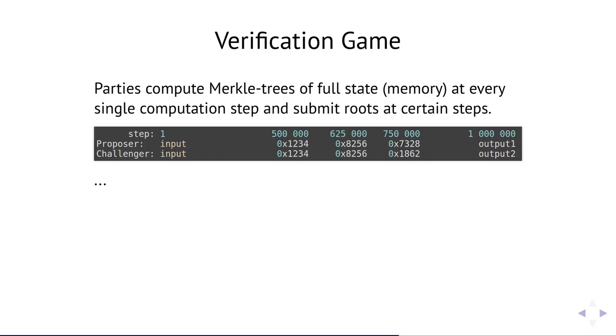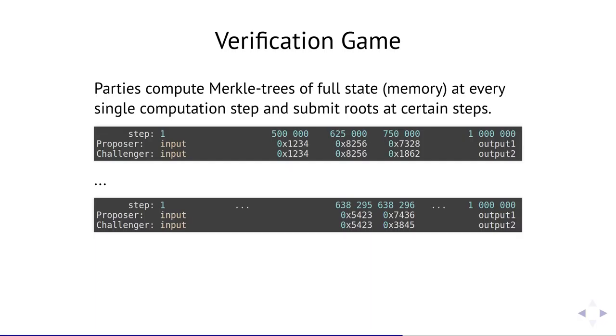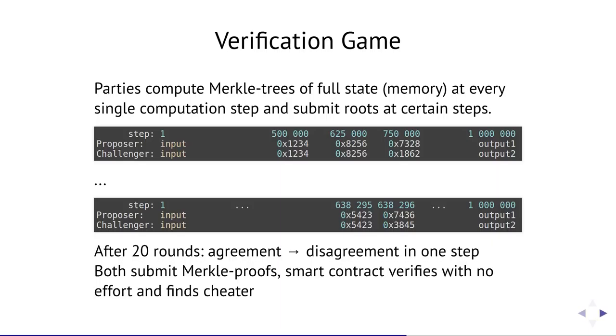This goes on and on, and at some point, because the size of this time interval always halves, we will reach a situation where we have one step where both parties are in agreement, and the next step where the parties are in disagreement. And the good thing about that is that a smart contract can just start with the situation in this step and recompute a single step and check which is the correct result, because a single step is easy to compute. We have some computational power on the blockchain, but it's very limited, and a single step easily fits in this limit.